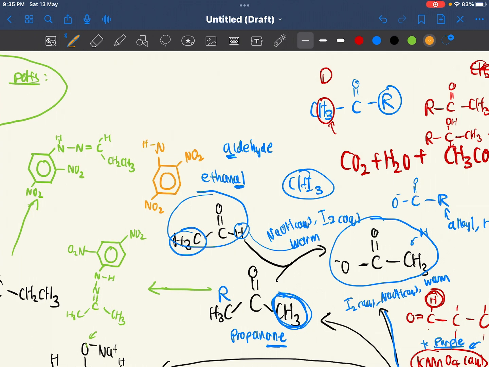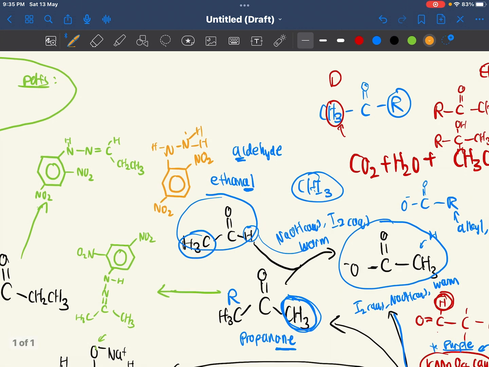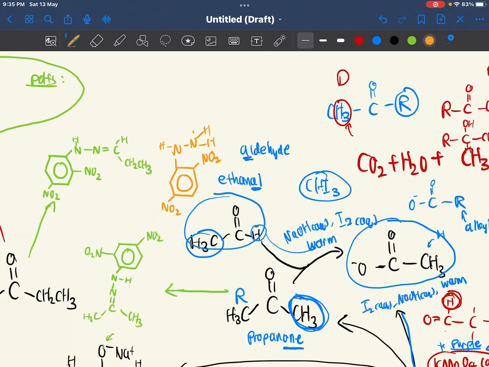So what is 2,4-DNPH? I think quite a number of people don't really know how to draw 2,4-DNPH. So here's the compound. We start off with a benzene ring. Then we have our two substituents, which are NO2 groups, on position 2 and position 4. So that's what's called 2,4-DNPH. It stands for dinitrophenylhydrazine, but you can just write 2,4-DNPH. It's a universally accepted name.